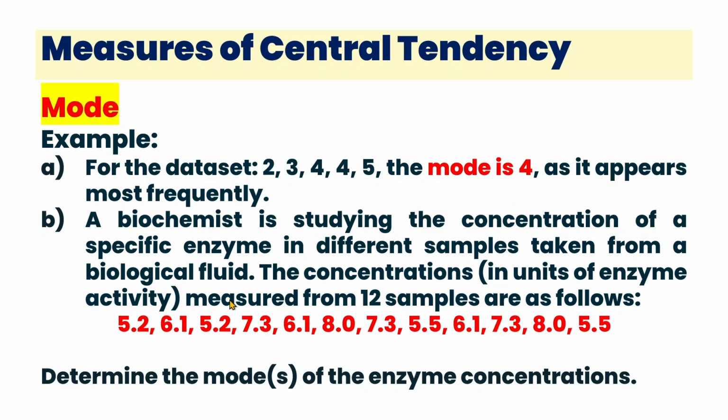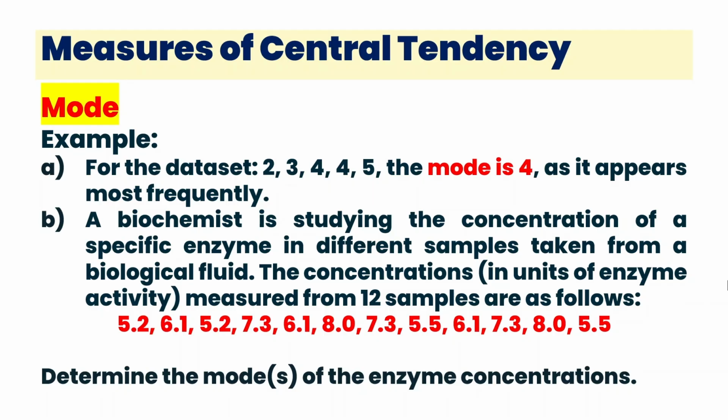Another one: a biochemist is studying the concentration of a specific enzyme in different samples taken from a biological fluid. The concentrations in units of enzyme activity measured from 12 samples are as follows: 5.2, 6.1, 5.2, 7.3, 6.1, 8.0, 7.3, 5.5, 6.1, 7.3, 8.0, 5.5. So determine the mode or modes of the enzyme concentrations.